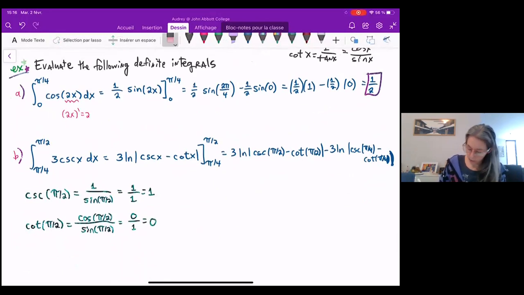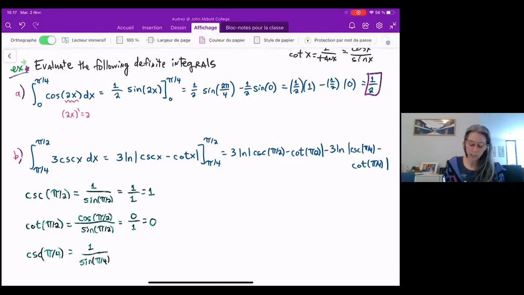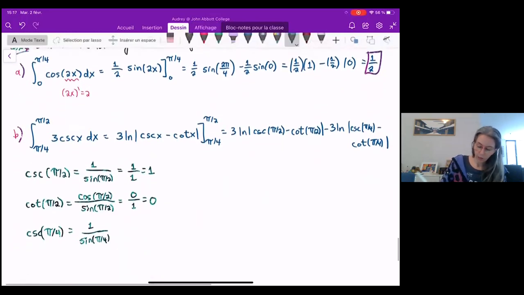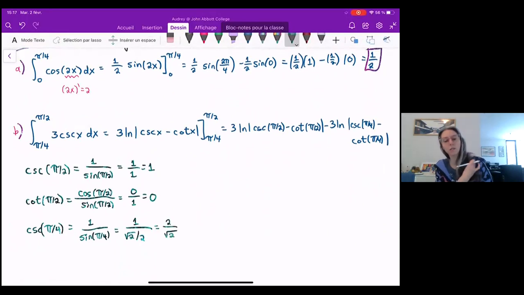And now, that's actually really ugly over there. Let me fix that. Minus cotangent of pi over 4. So now we want to plug in our pi over 4s. So cosecant of pi over 4, we're going to do the same thing. This one, if you plug into your calculator, it's going to give you an ugly decimal because sine of pi over 4 is root 2 over 2. So here I will have 1 over root 2 over 2. But we know that division by a fraction is the same thing as multiplication by the reciprocal, so I can just flip my fraction over.